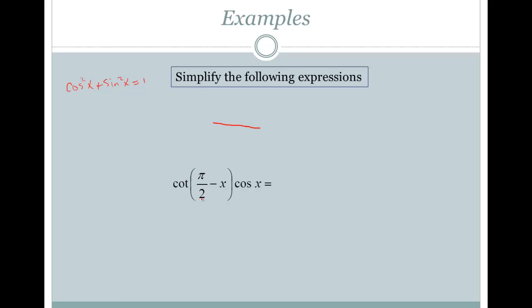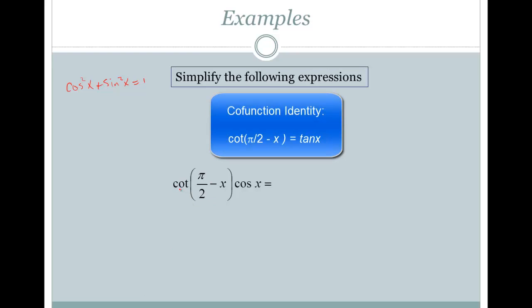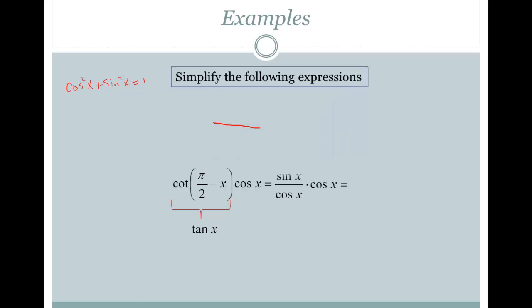Here, we're going to use the cofunction identity. We have cotangent of pi over 2 minus x. This term right here can be simplified to tangent of x. So again, tan is sine over cosine, times cosine, which is going to simplify to sine x.